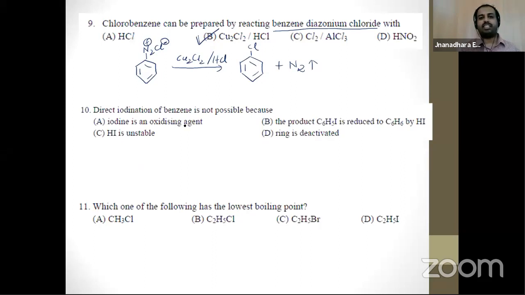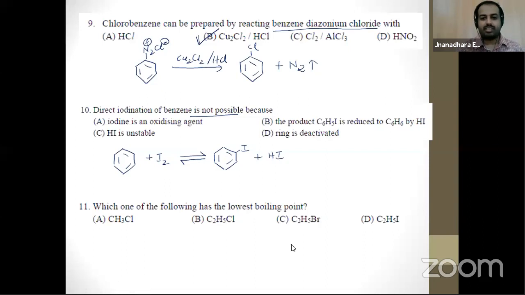Now come to question number 10. Direct iodination of benzene is not possible. Something like benzene made to react with iodine, you can't expect iodobenzene straight away in good yields. This usually happens when you take any halogen, chlorine or bromine: it should give you chlorobenzene, bromobenzene, and the corresponding halogen acid. But with respect to iodine, this reaction is reversible. Yield is not great.